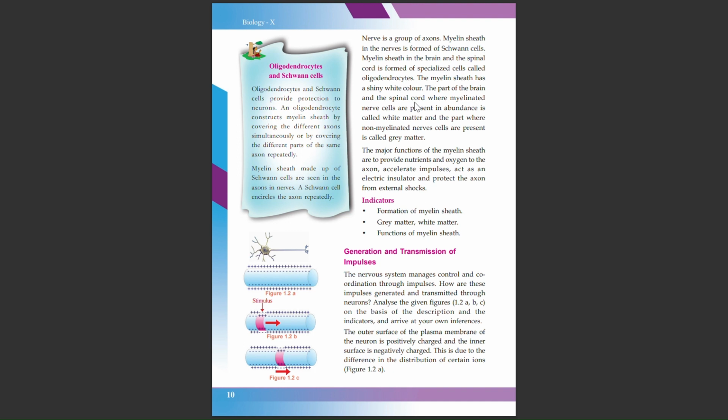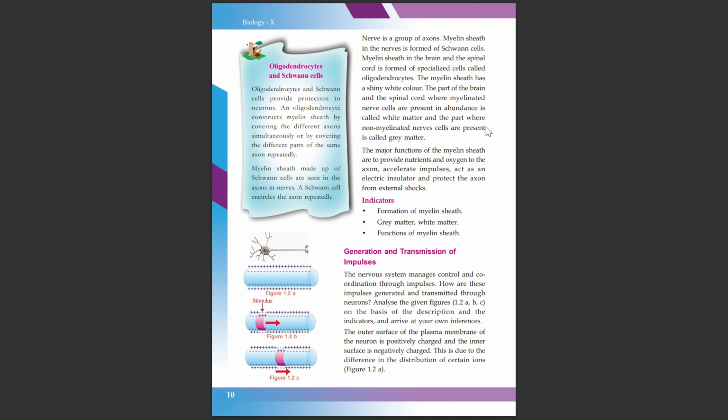Okay, nerve is a group of axons. A myelin sheath in the nerves is formed of Schwann cells. Myelin sheath in the brain and the spinal cord is formed of specialized cells called oligodendrocytes. The myelin sheath has a shiny white color. Part of the brain and the spinal cord where myelinated nerve cells are present in abundance is called white matter, and the part where non-myelinated nerves are present is called gray matter.